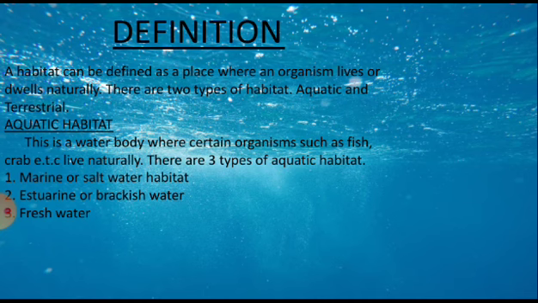And what's an aquatic habitat? This is a water body where certain organisms such as fish, crab, shark, and the likes live naturally. There are three types of aquatic habitats, namely marine or saltwater habitat, estuarine or brackish water habitat, and freshwater habitat.